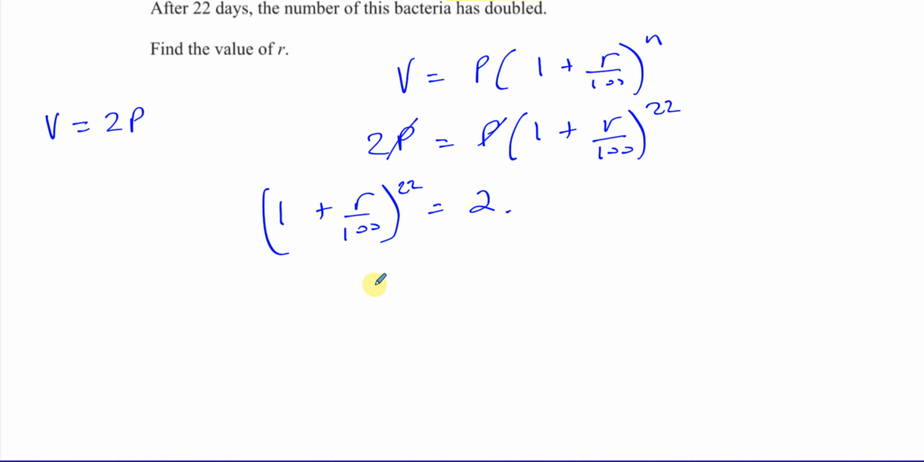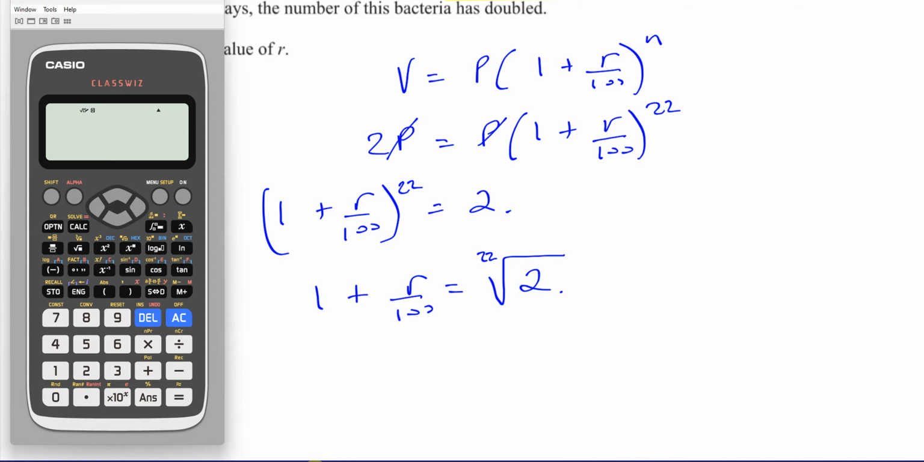So the first thing we need to do is take the 22nd root of 2. All right, 22nd root of 2, and we have 1 plus R over 100 equals that. So what is the 22nd root of 2? We use this button over here on the calculator, which has these 2 boxes, the square root. So press shift on that button. We're going to put 22 in the root, and underneath the square root sign we put 2. So we end up with this. I'll leave it in terms of this for now.